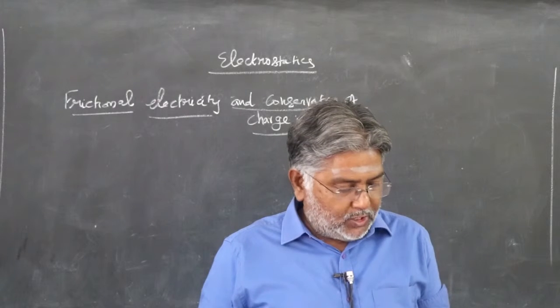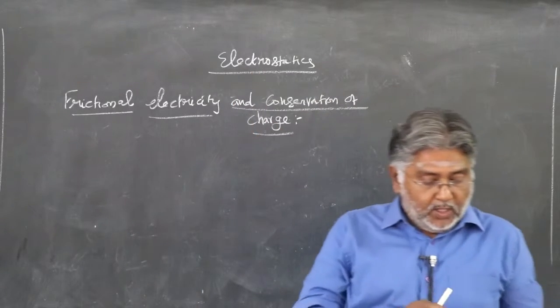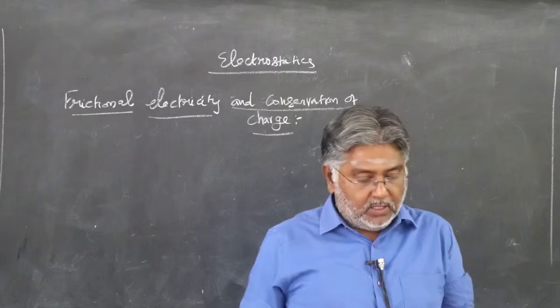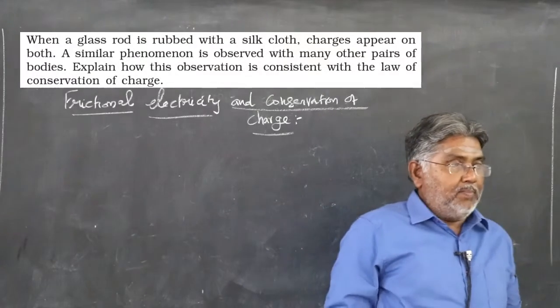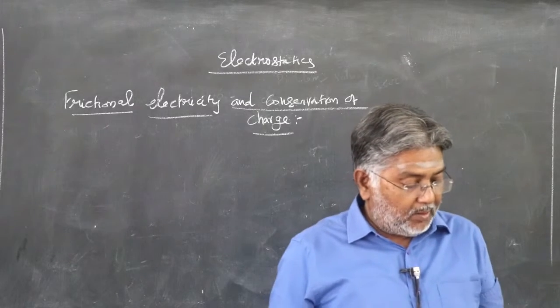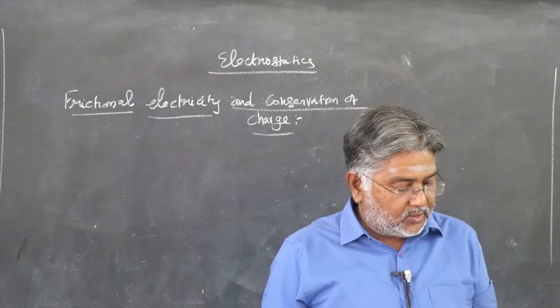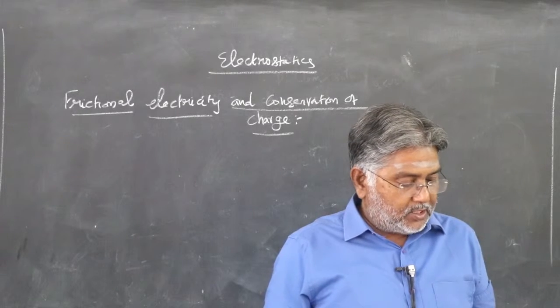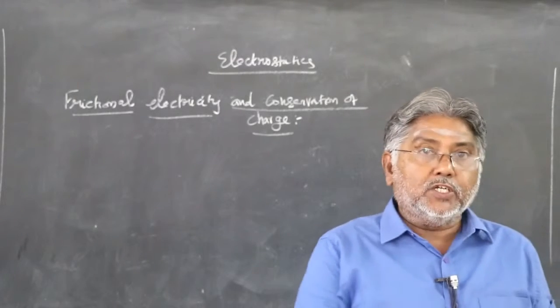Hello. Next question. In electrostatics, when a glass rod is rubbed with a silk cloth, charges appear on both. A similar phenomenon is observed with many other pairs of bodies. Explain how this observation is consistent with the law of conservation of charge.